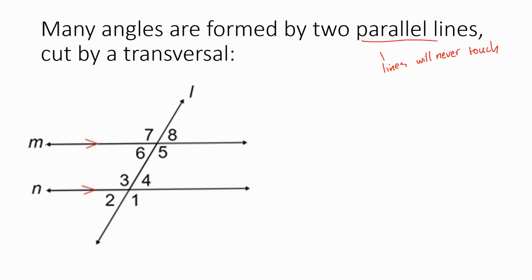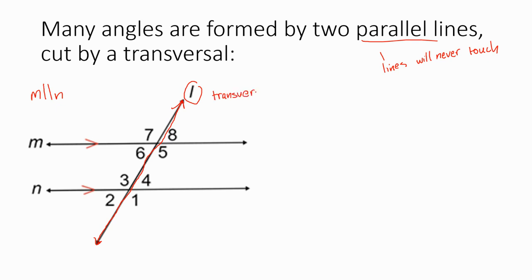And so here we have two parallel lines. We have M and N, and we can abbreviate the word parallel by drawing two lines like this. This means that line M is parallel with line N. Now we have a special name for line L. I know we covered this briefly on Thursday's lesson. Line L is called a transversal.